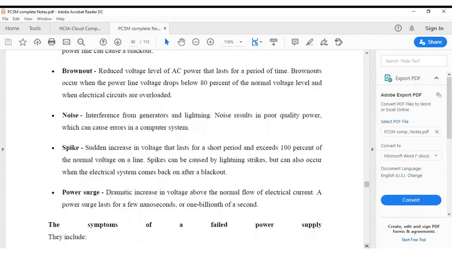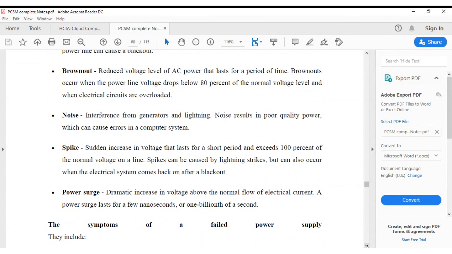We have noise. What is noise? Noise is interference from generators and lightning. Noise results in poor quality power, which can cause errors in a computer system. For example, interference from lightning or a generator can affect the quality of power coming to the computer and can affect the power supply.